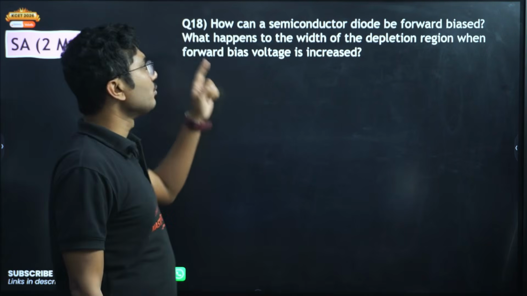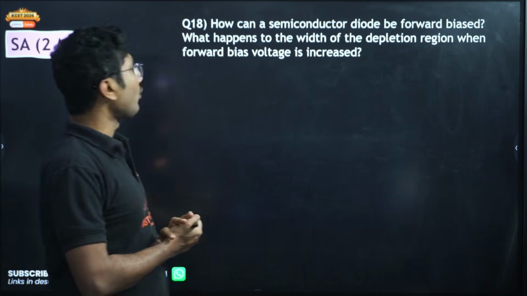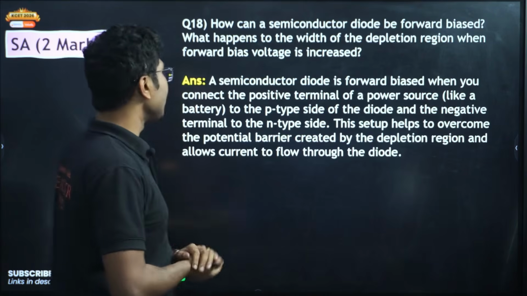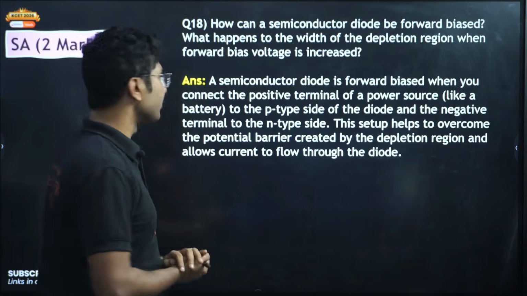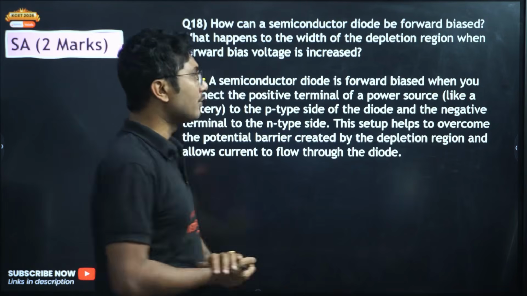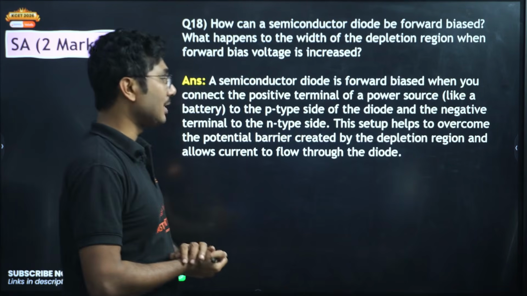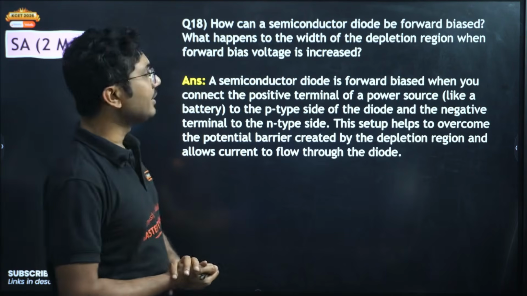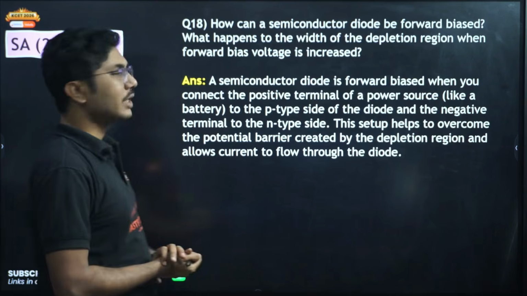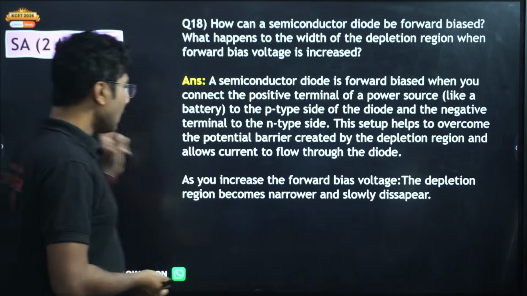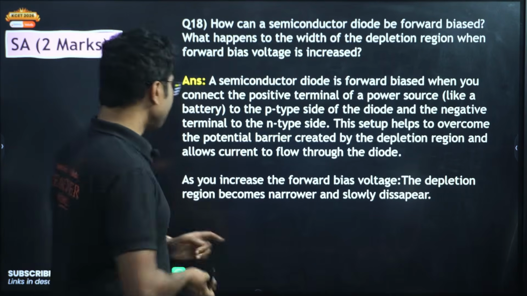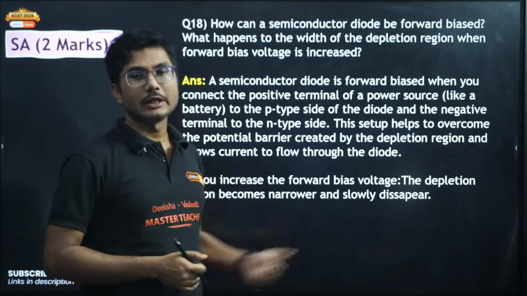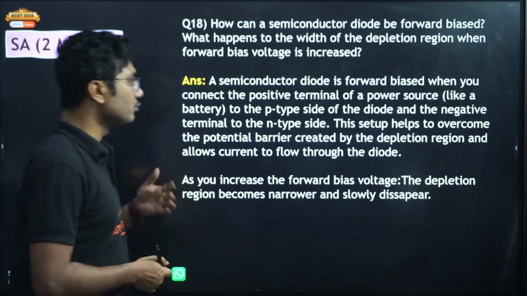How can a semiconductor diode be forward biased? What happens to the width of the depletion region when forward bias voltage is increased? A semiconductor diode is forward biased when you connect the positive terminal of a power source like a battery to the P side of the diode and the negative terminal to the N side. This setup helps to overcome the potential barrier created in the depletion region and allows the current to flow through the diode. As you increase the forward voltage, the depletion region becomes narrower and slowly disappears. Very important: as you increase the forward potential, the depletion region depletes and it goes to zero.